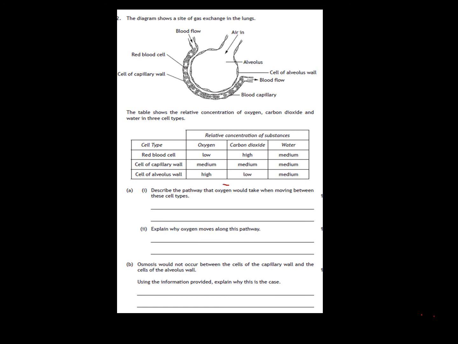So for this question that says describe the pathway that oxygen would take, what we're looking at first of all is what molecule. So we're looking at oxygen, and then it says describe the pathway that oxygen would take when moving between these cell types. So all we want to say is that oxygen would move from the cell of the alveolus wall to the cell of the capillary wall to the red blood cell. So it's moving from your alveolus cell wall to your capillary wall, then to your red blood cell. And that's all you would need to put for that answer.